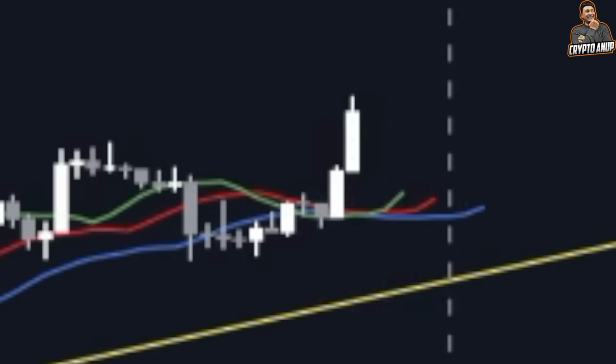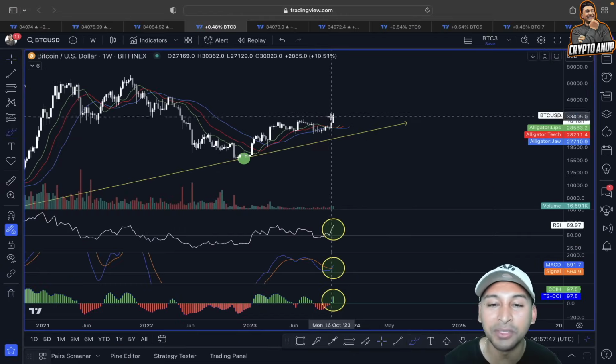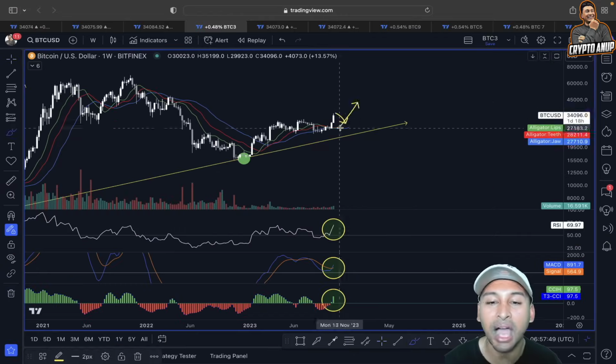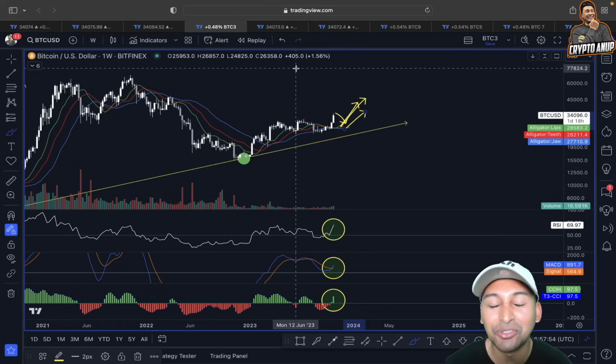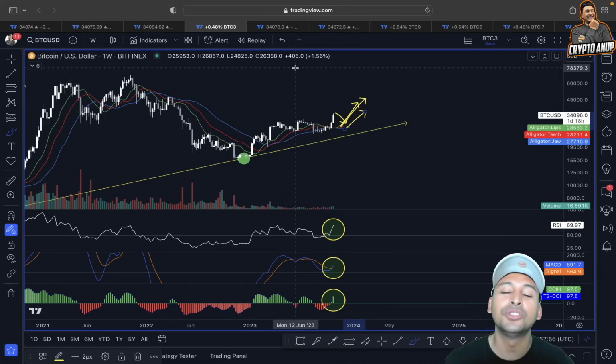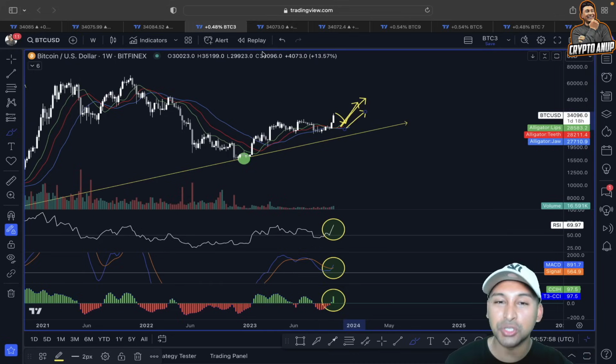I mean, you can see the buyers are stepping in. That means any sort of weakness, any sort of retracement, these exact trend lines are going to be acting as a line of support above the 30,000 range. Yes, guys, above 30,000, the price of Bitcoin is building some strong support.